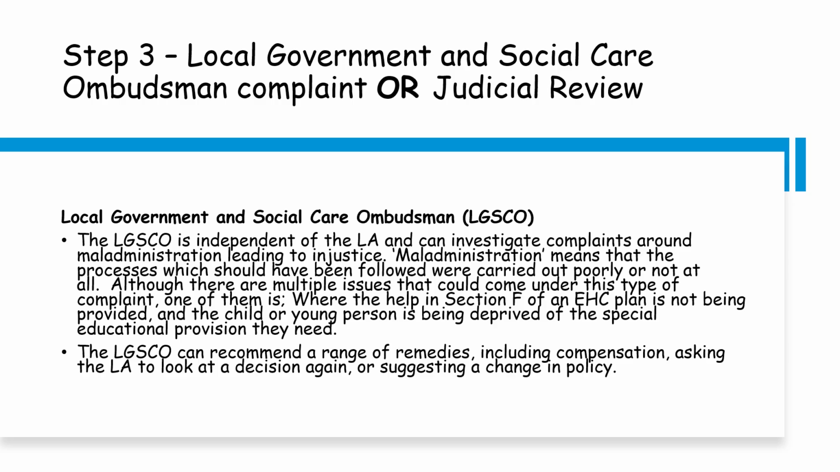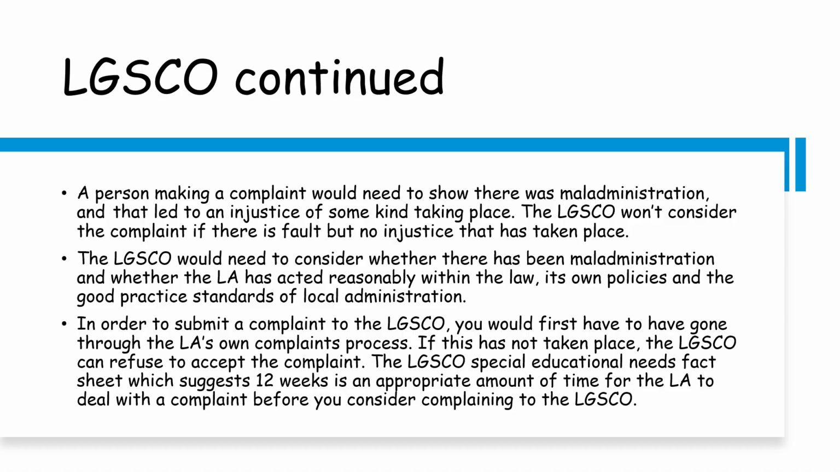This body can recommend a range of remedies, including compensation, asking the local authority to make a decision again, or suggesting a change of policy. A person making a complaint to the local government ombudsman would need to show there was maladministration and that it led to an injustice of some kind taking place. The local government ombudsman won't consider a complaint if there is fault but no injustice.